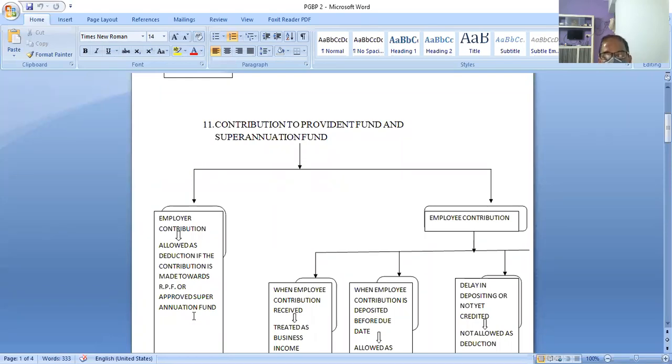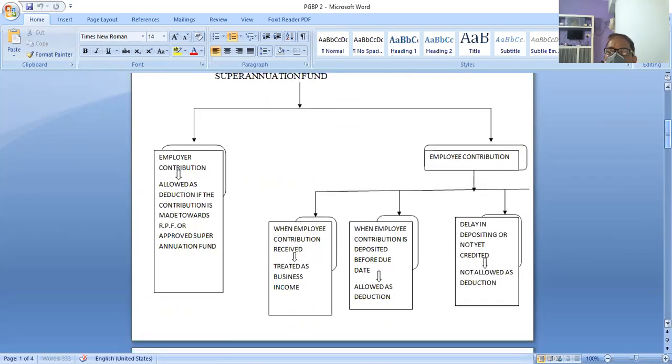Now, what about the employee contribution? We cut 10% of the salary from the employee. Suppose the employer failed to deposit the amount. The employer simply receives the employee contribution but does not deposit it. That should be treated as business income. But in the second case, when the employee contribution is deposited before the due date with the EPF managed by the central government, it is allowed as a deduction. And if the employer delays in depositing, or it is not yet credited to that EPF account, it is not allowed as a deduction.